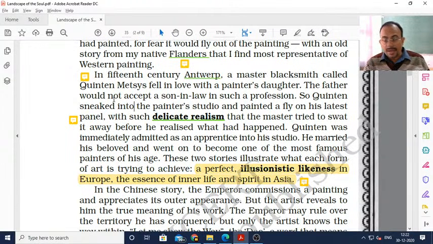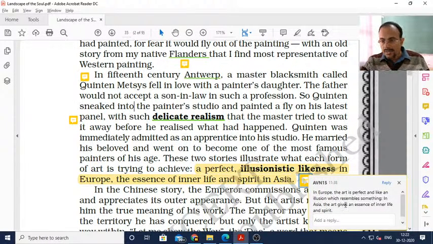Okay, and find out what he wanted to convey through his painting. And it is believed that inside Chinese painting there is the presence of a spirit, okay, that is why it's the inner landscape, something inside us. So that spirit is also involved in the painting by the Chinese. So you can see here, in Europe, the art is perfect and like an illusion, which resembles something. In Asia, the art gives an essence of inner life and spirit.